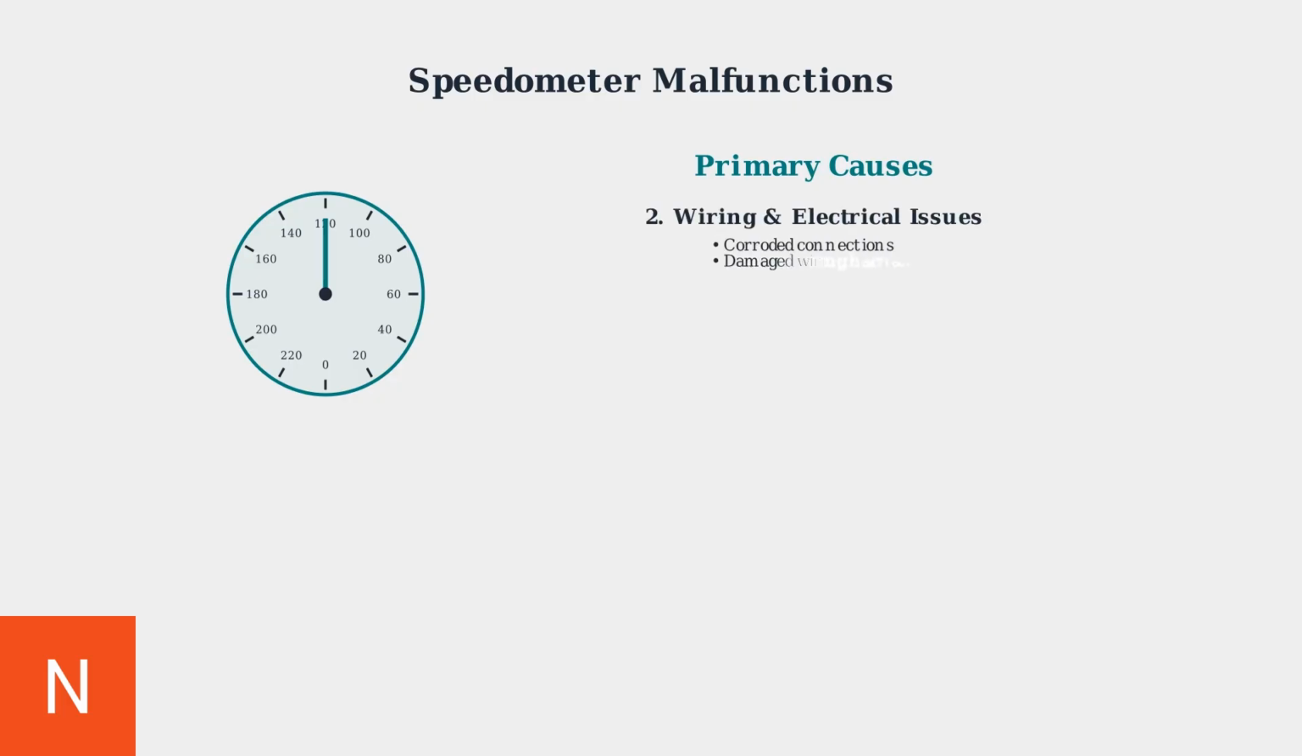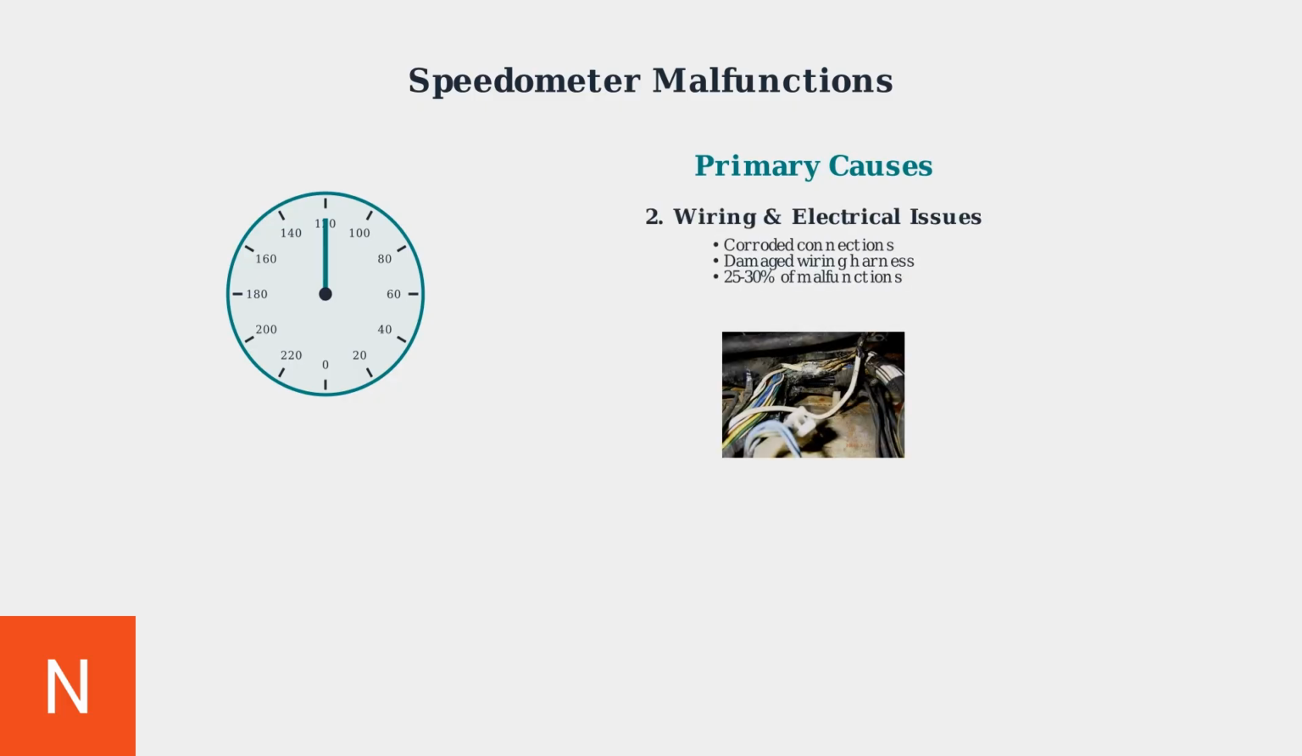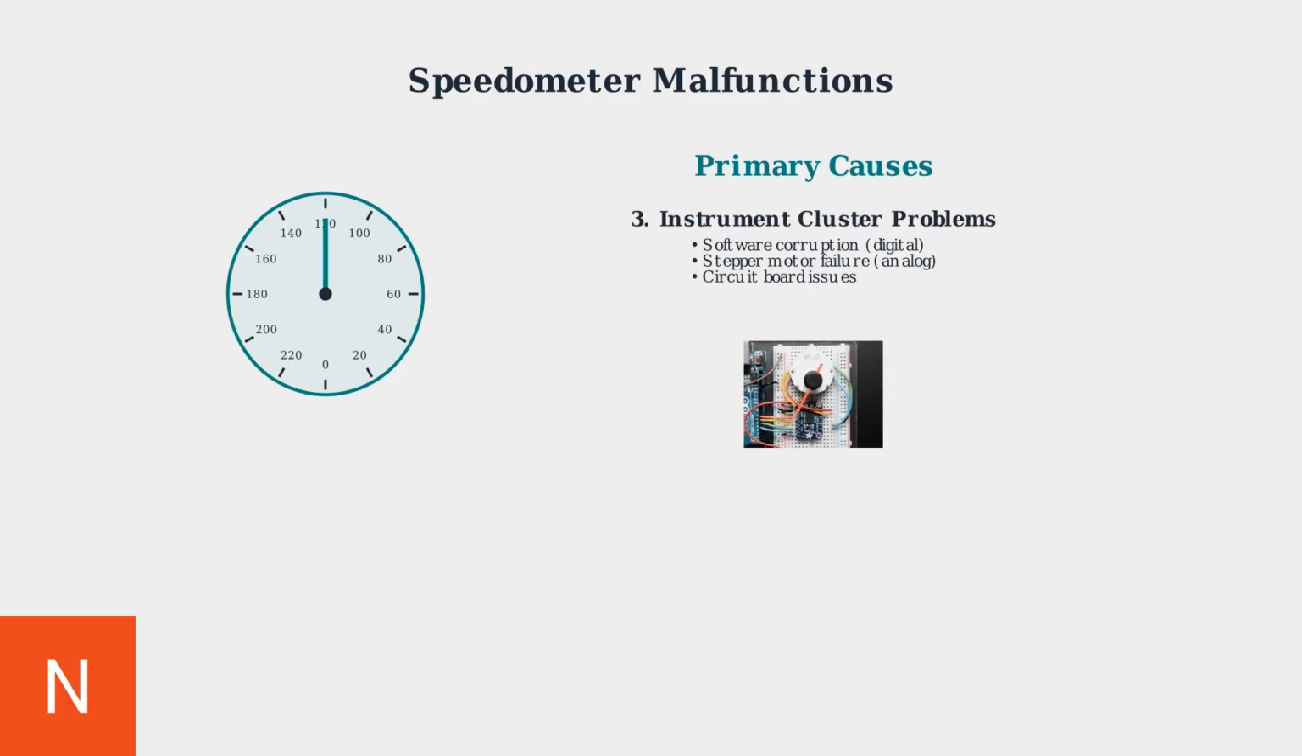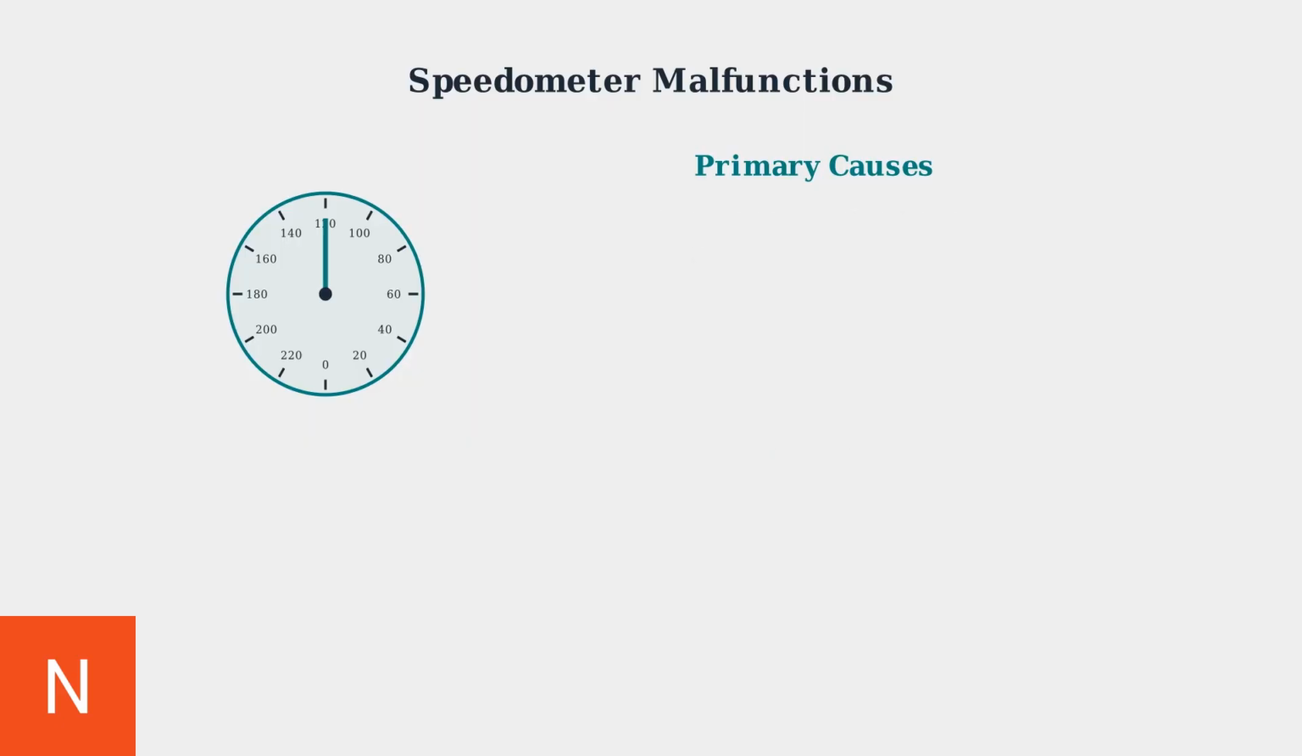Second, wiring and electrical problems. Corroded connections, damaged wiring harnesses, or blown fuses can interrupt the signal path between sensors and your dashboard. Third, instrument cluster problems. In digital clusters, software corruption can cause display issues. In analog clusters, stepper motors that move the needle can fail.